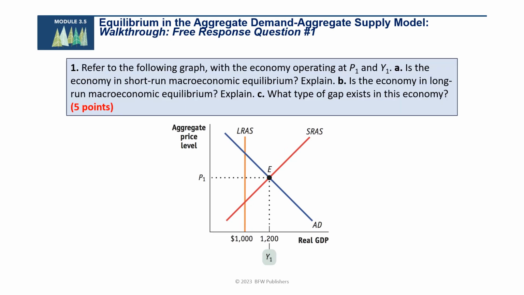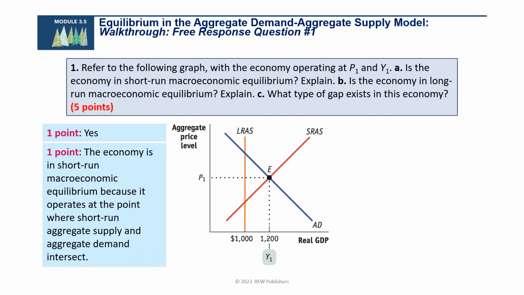Two-part question. The first part, rather straightforward. Is the economy in short-run macroeconomic equilibrium? And the answer is yes. Why is it yes? Well, because short-run macroeconomic equilibrium is just where short-run aggregate supply, SRAS, the upward sloping red short-run aggregate supply curve, intersects with our downward sloping aggregate demand curve. So at point E, yes, the economy is in macroeconomic equilibrium where these two curves intersect.